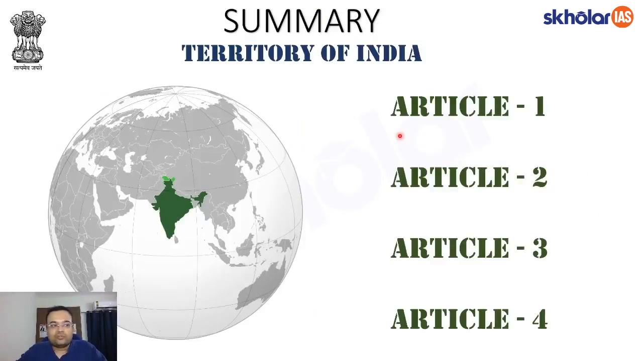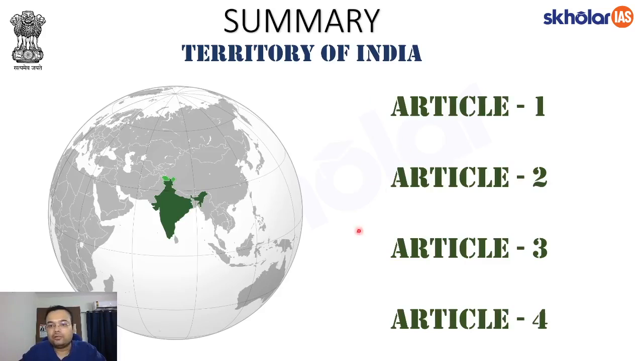Students, this is all we had for this lecture. Essentially what all we have studied: we studied about Article 1, we studied about India, that is Bharat. We studied that the constitution gives India 2 names, India and Bharat. It does not call it Hindustan. Again, something that could be asked in prelims, so please keep it in mind.